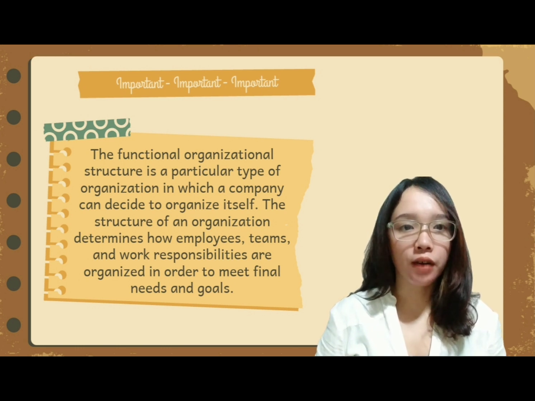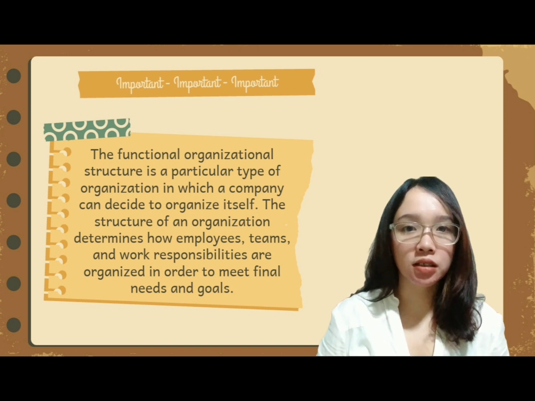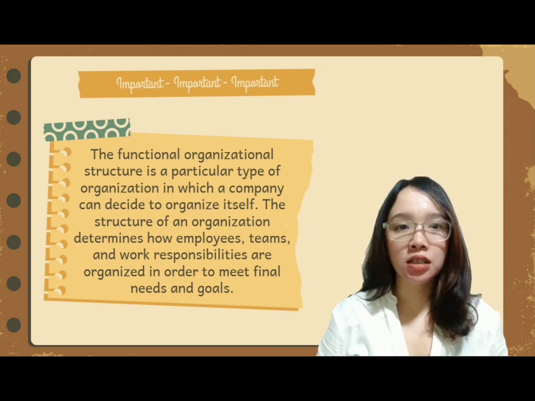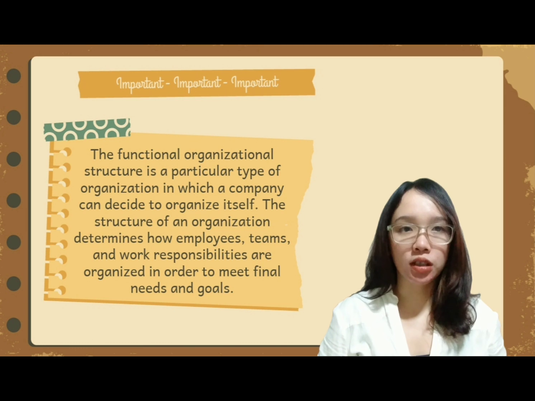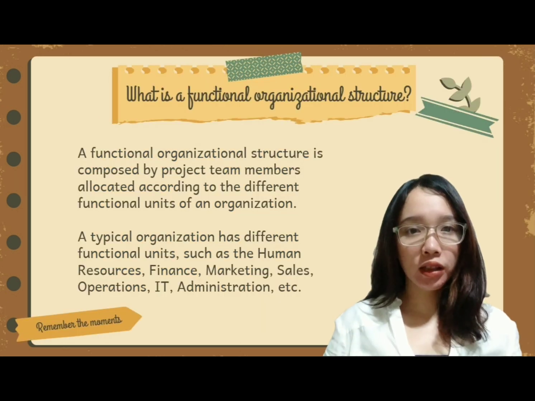The structure of an organization determines how employee, team, and work responsibilities are organized in order to meet the final needs and goals. In functional organizational structure, the employees are divided into departments. It is characterized by similarity of the tasks, and the projects are carried out within the individual department units. So what is the functional organizational structure?